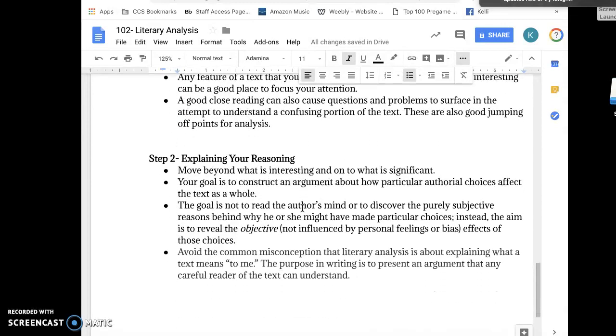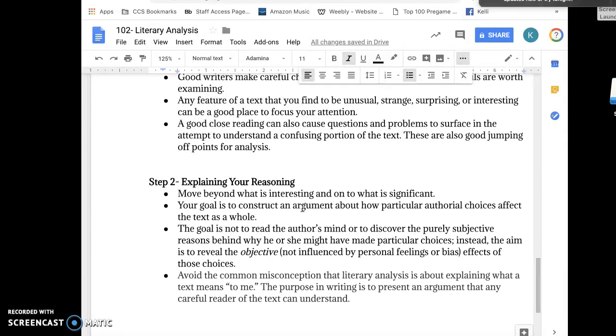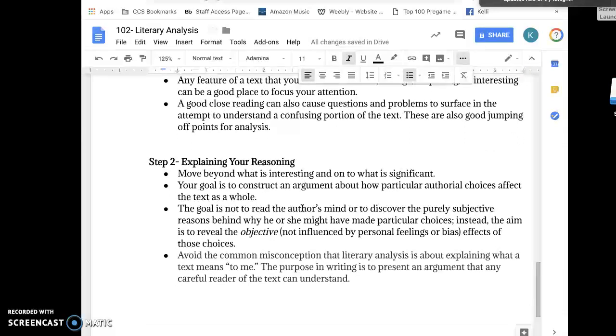The next step is explaining your reasoning in literary analysis. You want to move beyond what's interesting and on to what is significant. So you're taking what was interesting to you in the text, or things that stood out to you, strange, or unusual, and those little details, and we're going to move on to why you think the author made those particular choices.